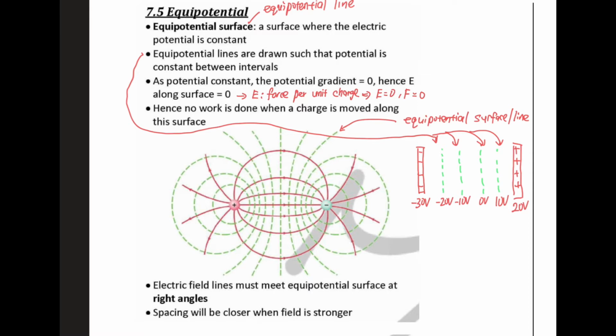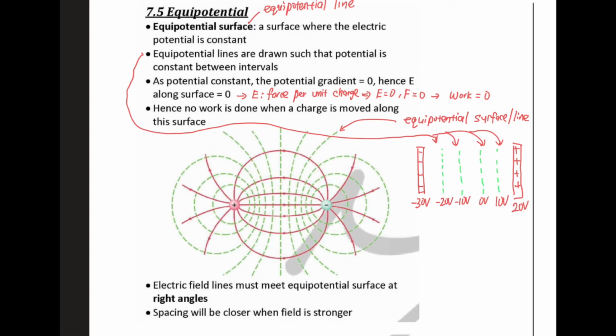Now let's look at the next point. Hence, no work is done when a charge is moved along this surface. So how can this happen? Work done is force multiplied with displacement. Because there is no force, work done is equal to 0. Force times displacement, force is 0, hence work done is 0.